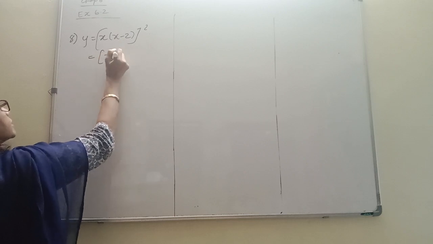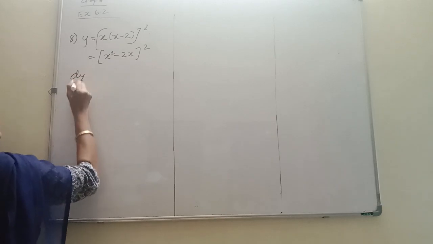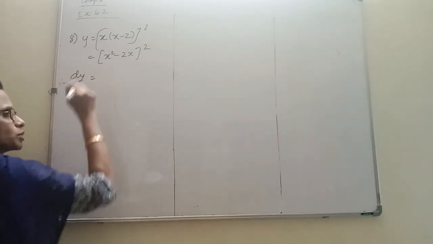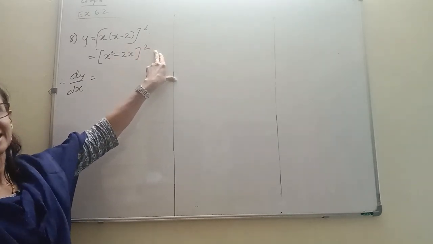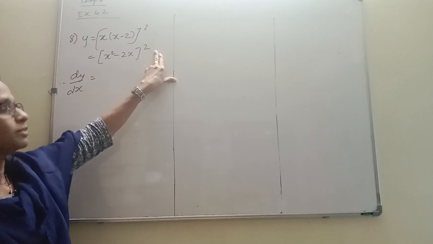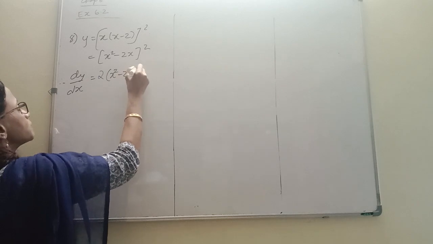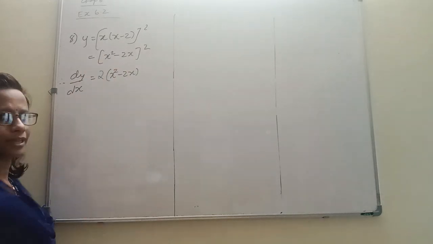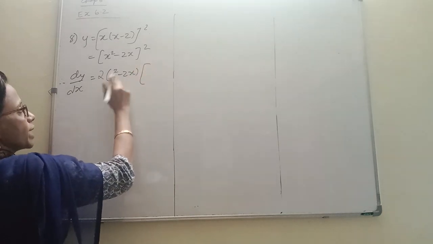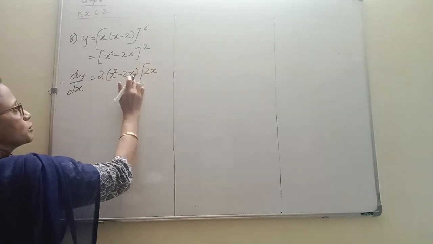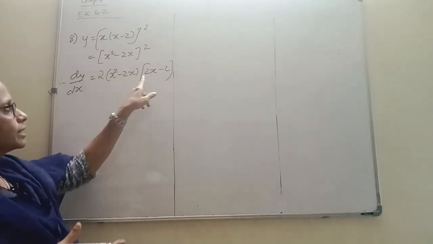Let's do it like this. This is as good as saying (x squared minus 2x) whole raised to 2. So getting the derivative is first getting the derivative of the exponent, then the derivative of the base. The derivative of the exponent is n x raised to n minus 1, so that's how we go for the derivative. First, the derivative of the exponent: 2 times (x squared minus 2x) raised to 2 minus 1, which is 1. Then the derivative of the base. The derivative of x squared is 2x, since x squared follows n x raised to n minus 1.